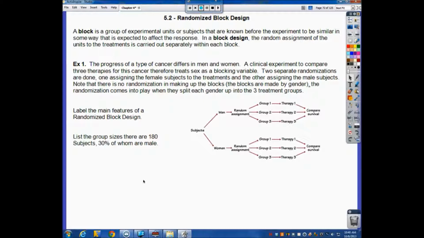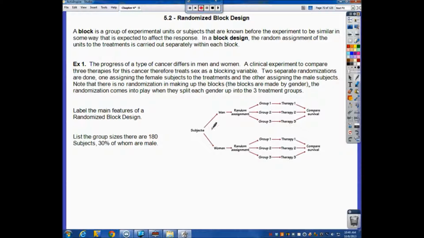Okay, so typically when we start to split up our groups in a completely randomized design and in a matched pairs design, the first thing we do is the random assignment. But notice here are all of our subjects. First we split them up into the blocks, men versus women. And then once we have all our men together, now we randomly split them up into groups. And the same thing for the women down here. Once we have all the women together, then we randomly put them into groups.